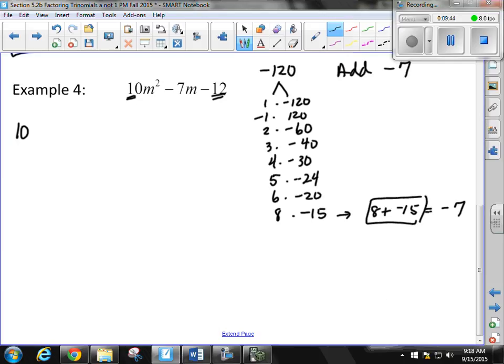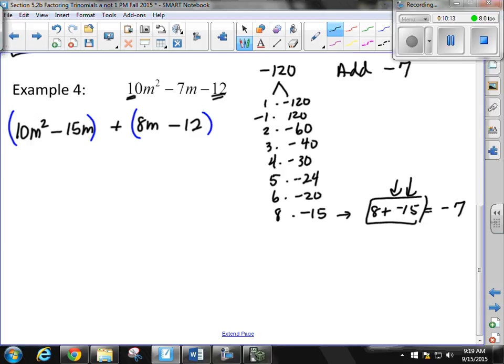So same first term, 10m squared, minus 15m plus 8m, and my last term was minus 12. So on these, if I have a positive and a negative as my factors here, I always put the negative one first. And I'm going to add my parentheses to group the first pair together and the last pair together. And then I'm going to start looking at common factors.